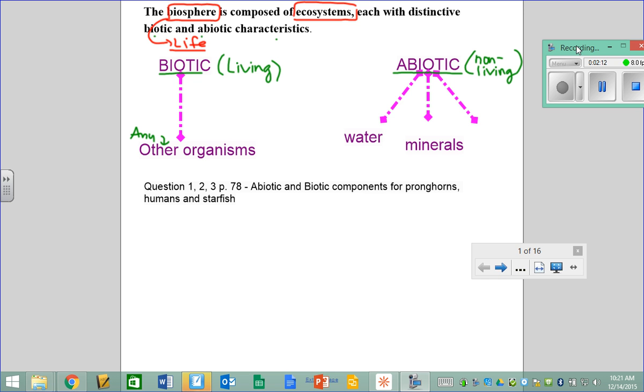Things like water. Now, when I say water, that's very vague. I could be talking about water quality. I could be talking about water availability. I could be talking about water temperature. So there's a bunch of things about water that I could be discussing that could affect an organism that lives in a particular ecosystem.